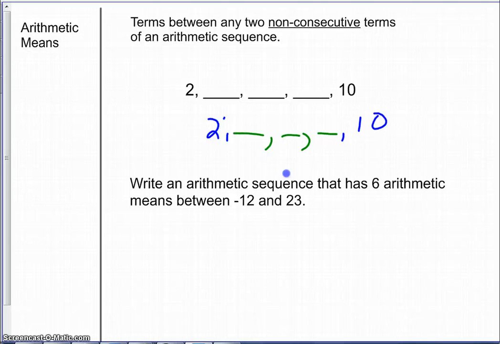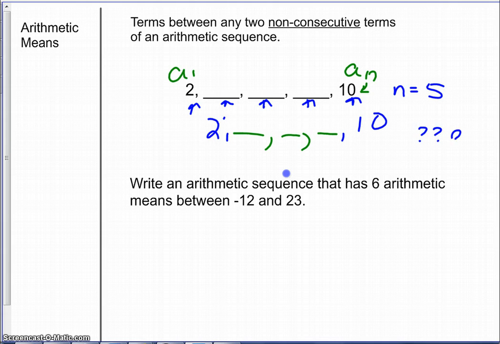A lot of times it's really easy to just figure it out and say, logic tells me that. But what you also have here is your a sub 1 and your a sub n, and you can figure out how many terms we're talking about. We had 1, 2, 3, 4, 5 terms. You're really trying to ask yourself, what was d? If I know d, then I can see how much it changes each time, like in this case, +2.